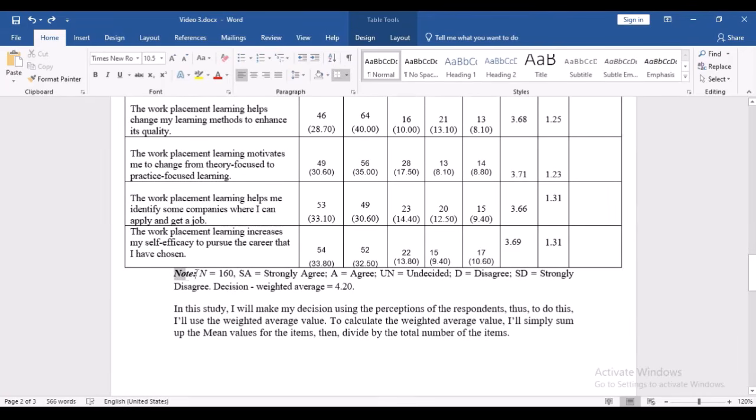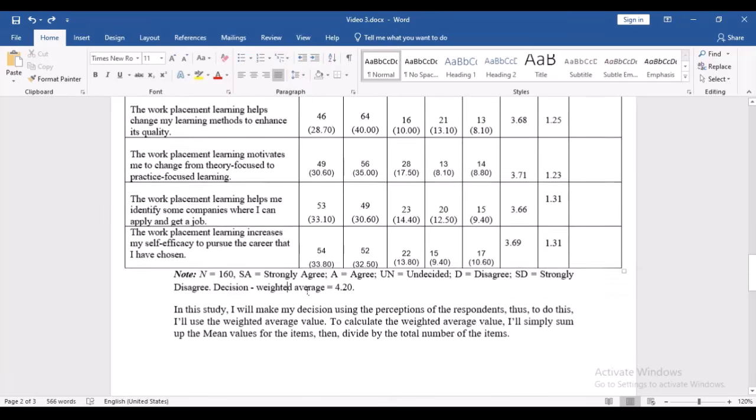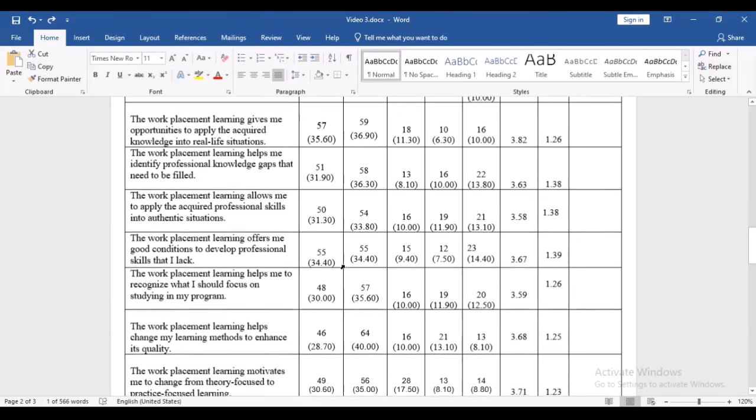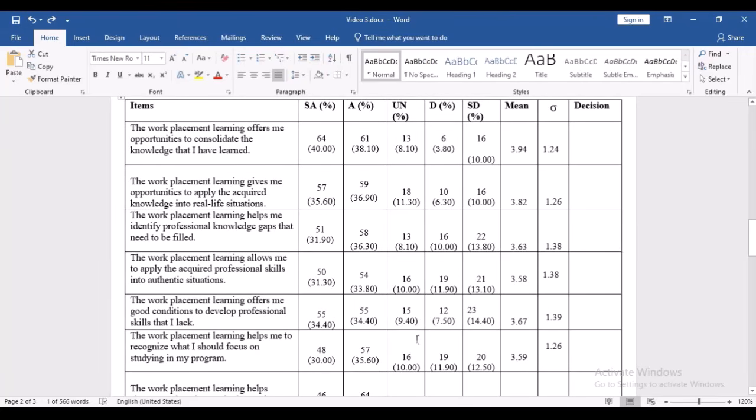Also remember that you need to report this. You also need to give a note at each table to show the number of respondents, and try to explain what this means in your research work, and say how you made your decision. In this particular case, I use the weighted average, and I'm going to show you how the weighted average was gotten. How did I get the weighted average? I made the decision from the findings that I have gotten already.